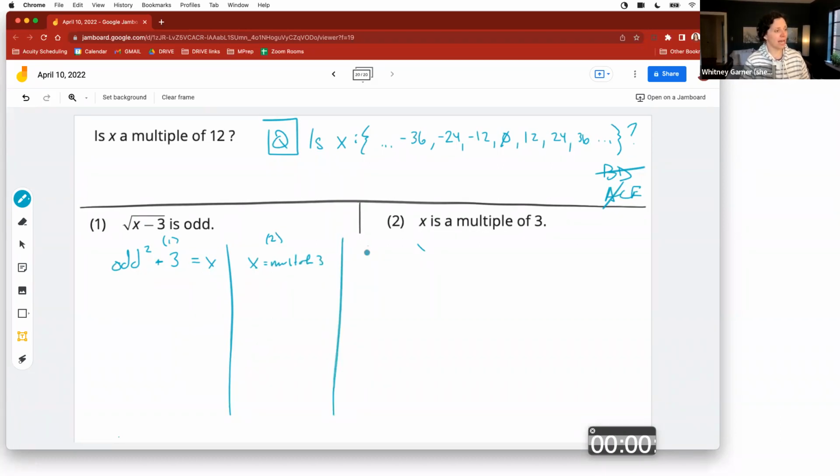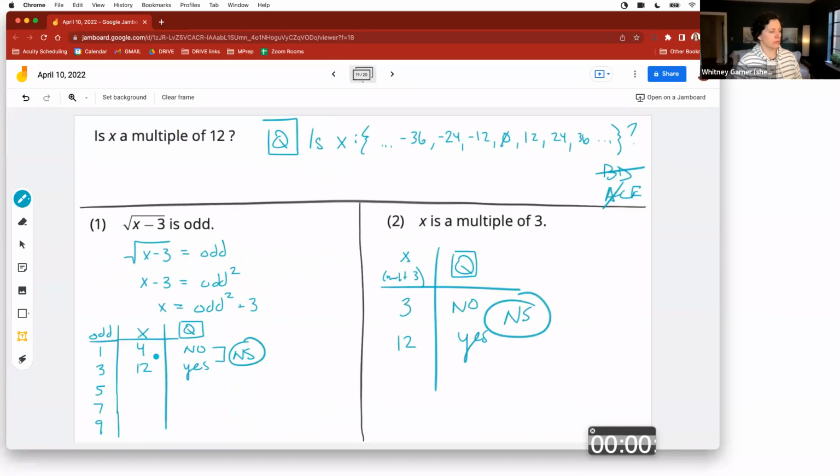And then I'm going to ask the question, is it a multiple of 12? So as these become more complicated, and as I now have to incorporate both statements, I might get a big, ugly table, which is fine. So if I look back at what worked, I'm going to try and pick things that worked for both. X being 12 worked for both.